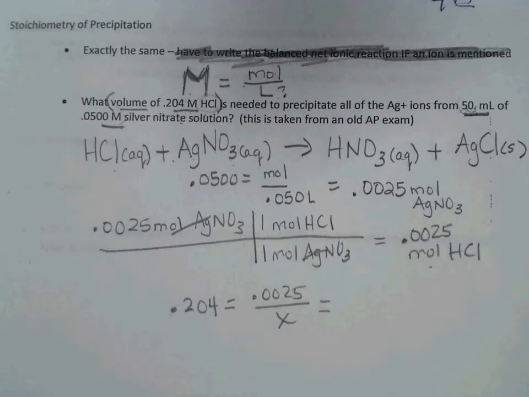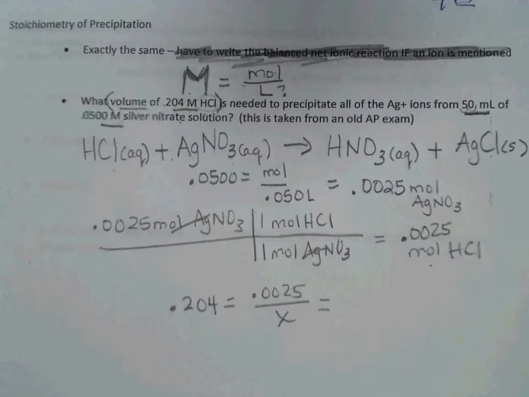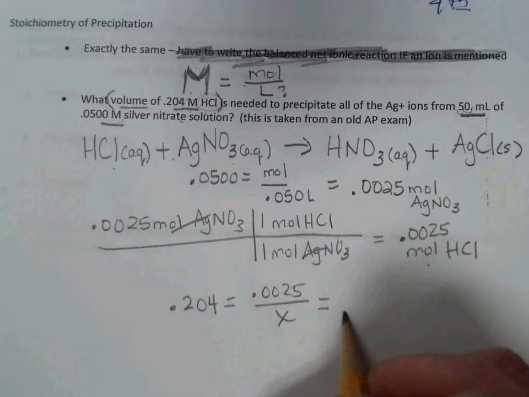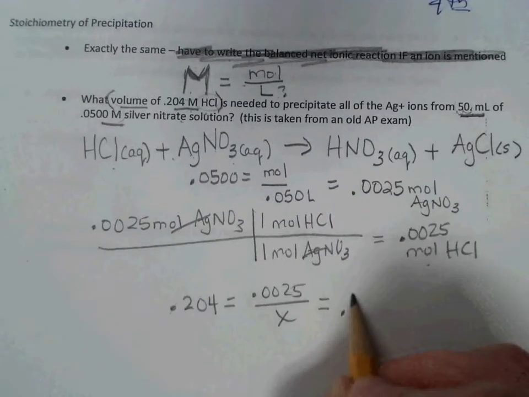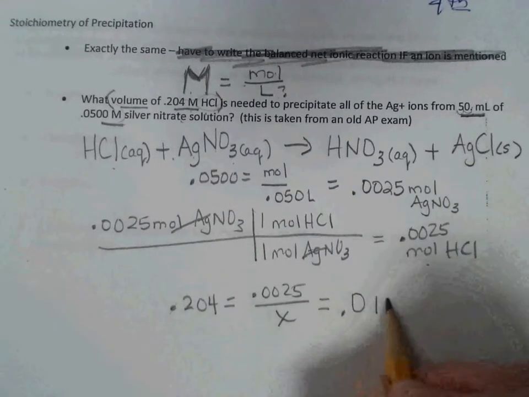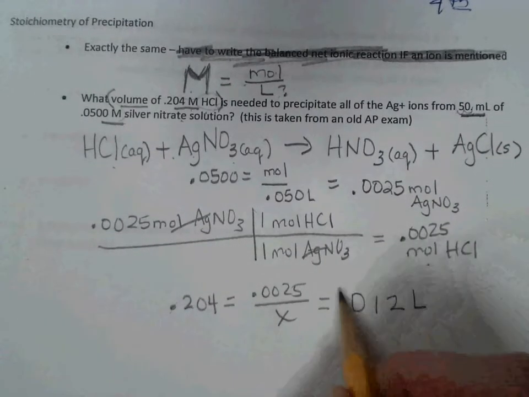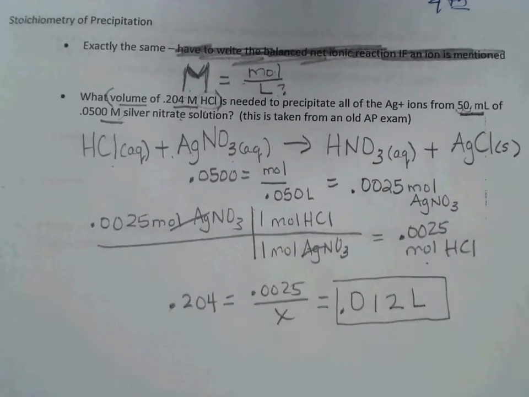All right, so what do you get for X when you do your little algebra? You did? Look here. You can solve for X. Go for it. 0.012. That's what I got. Okay? Liters. And that is a very acceptable, correct answer.